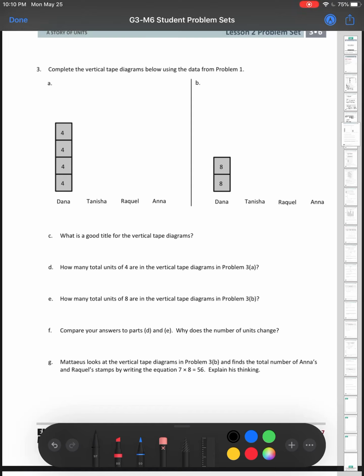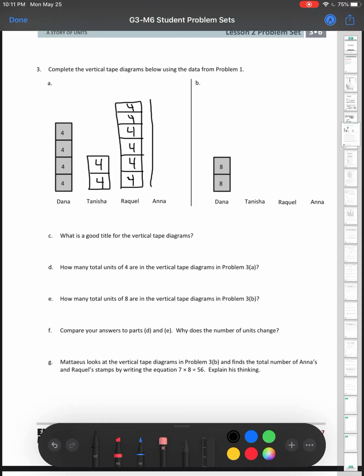So number 3 says complete the vertical tape diagrams below using the data from problem 1. So all we're doing is turning them for A, but keeping the same information. So Dana, already done, had 4 rows of 4 for 16. Tanisha had 2 rows of 4 for 8 total. Raquel had 6 rows of 4 for 24. And Anna had 8 rows of 4 for 32.